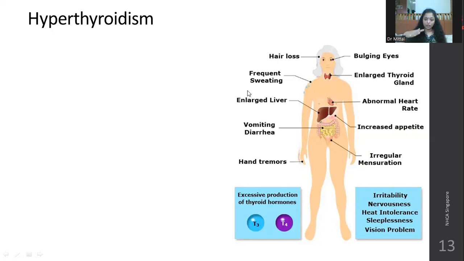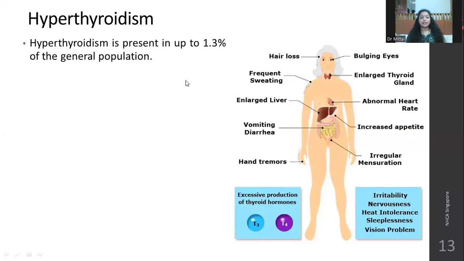Hand tremors is when your hand is shaking. When you are scared, you must have seen there is a slight shake in your fingers, specifically at the end of the fingers. That is hand tremors. Tremors means shaky hands.